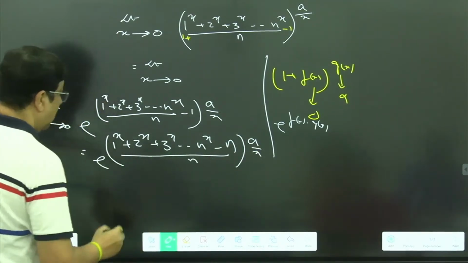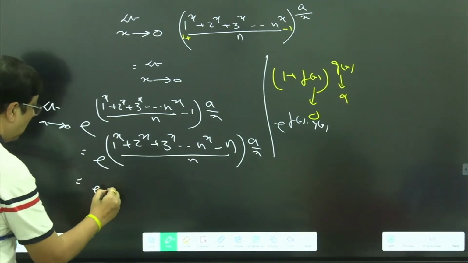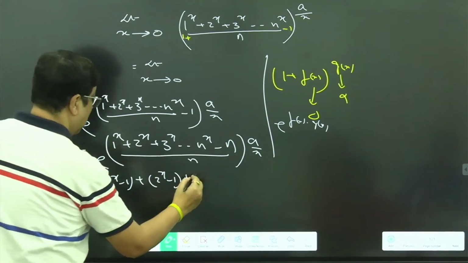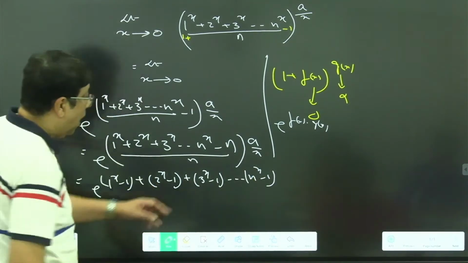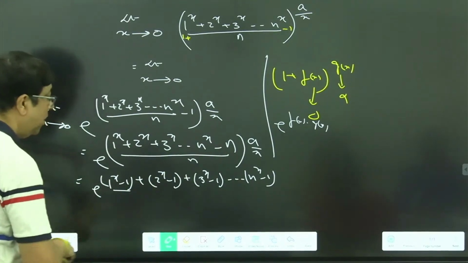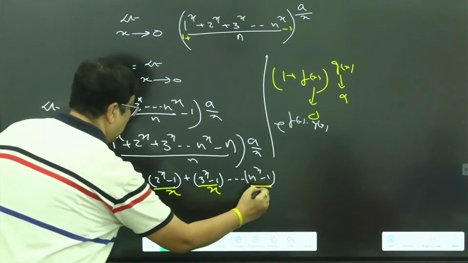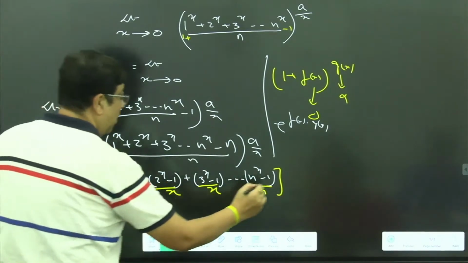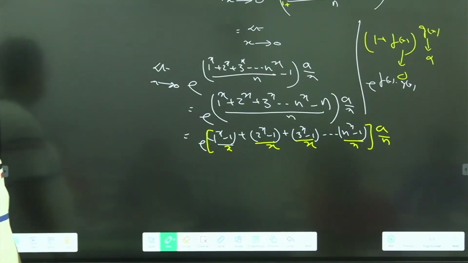We can distribute the n like this: (1 to the power x minus 1 plus 2 to the power x minus 1 plus 3 to the power x minus 1 up to n to the power x minus 1), all divided by x. Now this n, take it out, so outside we have a by n. Have you understood the thing?